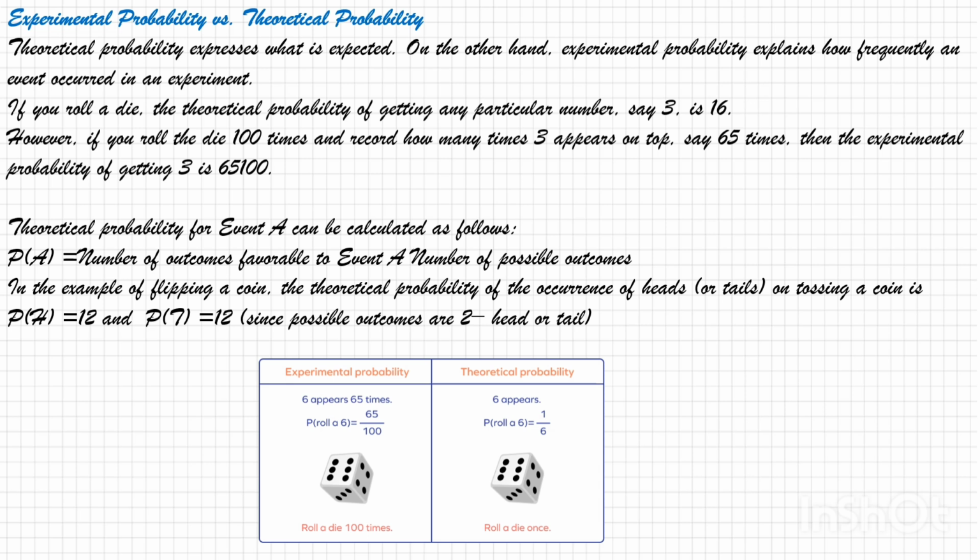Theoretical probability for event A can be calculated as follows. P(A) is equal to the number of outcomes favorable to event A divided by the number of possible outcomes. In the example of flipping a coin, the theoretical probability of the occurrence of heads or tails on tossing a coin is P(H) is equal to 1/2 and P(T) is equal to 1/2, since possible outcomes are 2, head or tail.